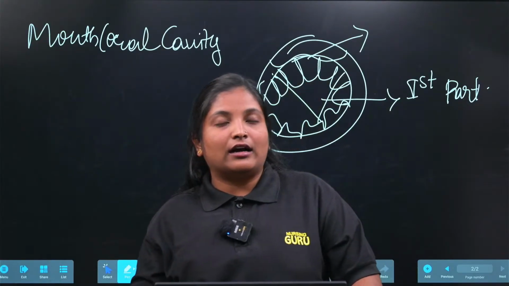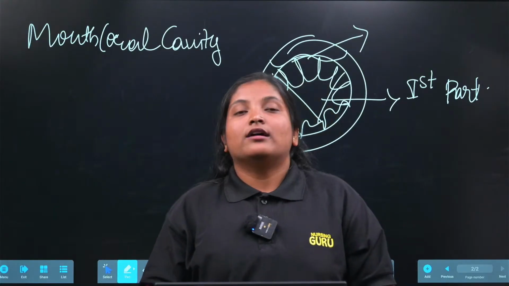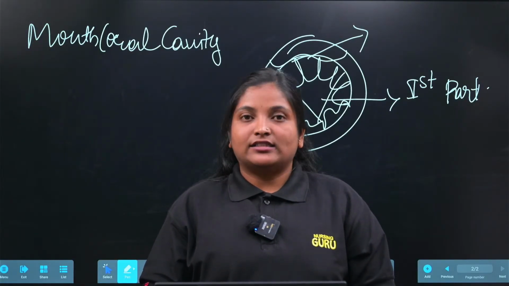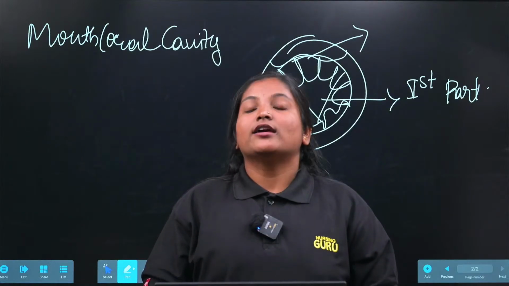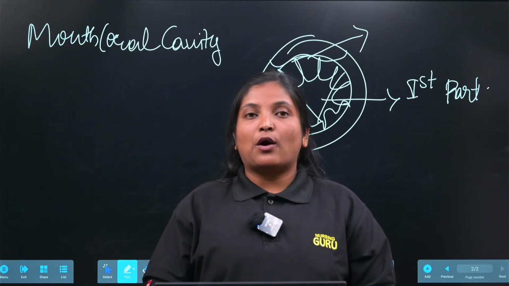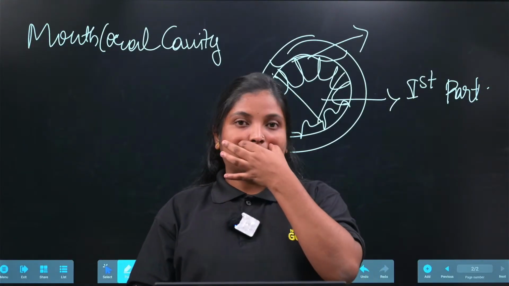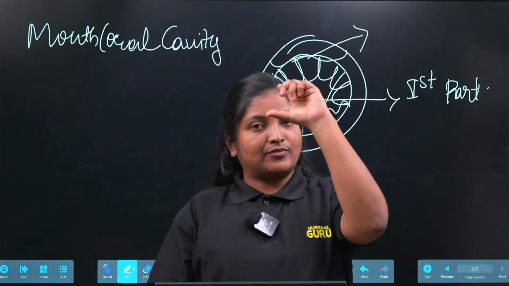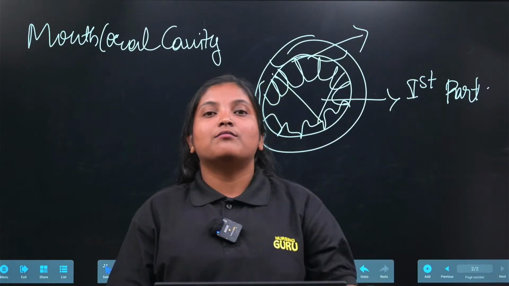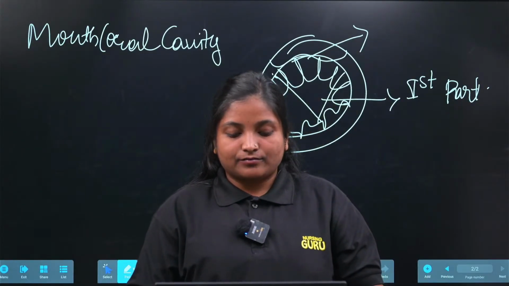If you learned correctly in the first unit, these terminologies are not going to be difficult for you. Once again I will repeat: the digestive tract starts from the mouth, which is also called the oral cavity. It is bounded anteriorly by the lips, laterally by the cheeks, superiorly by the hard palate, and inferiorly by the muscular floor. Understood?